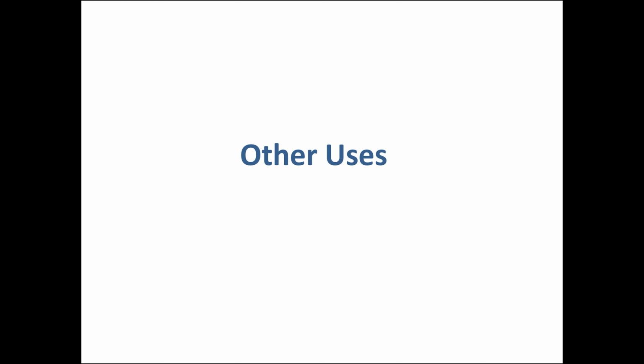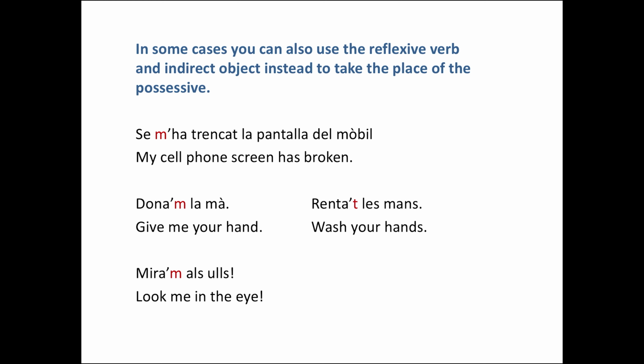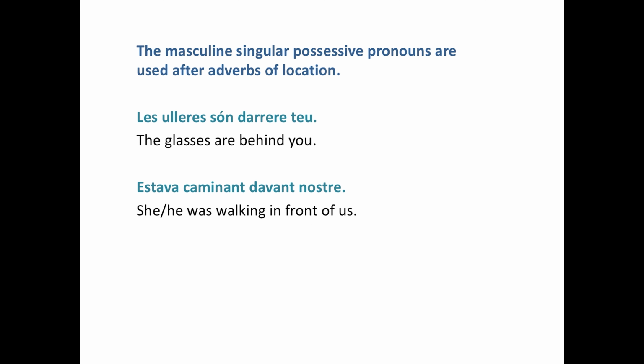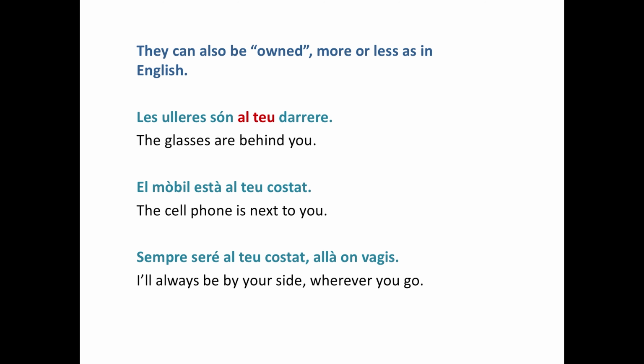Other uses. In some cases, you don't need to use the possessive because you can use sentence structures to imply ownership. Se m'ha trencat la pantalla del mòbil. Dóna'm la mà. Renta't les mans. Mira'm als ulls. The masculine singular possessive pronouns are used after adverbs of location. Les ulleres són darrere teu. Estava caminant davant nostre.